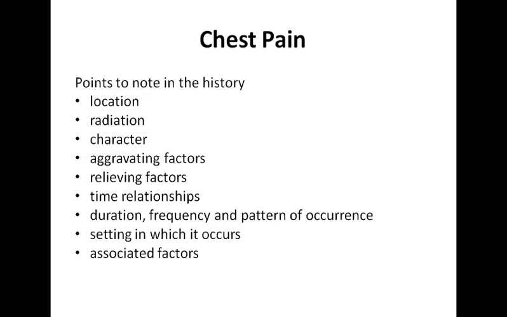When you have a chest pain, you have to take a history to identify the nature of the chest pain. By taking a detailed history, you can identify the cause of chest pain. When you are taking the chest pain history, you have to ask about the location, radiation, character, aggravating factor, relieving factor, time relationship, and duration of the chest pain, and settings in which it occurs and associated factors. So sometimes chest pain is associated with nausea, vomiting, breathing difficulty.